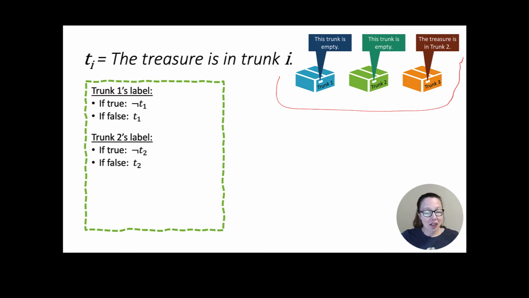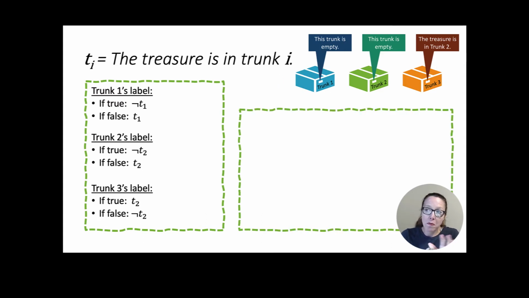Let's take a look at trunk 3 because this is the one that's a bit different. Trunk 3 states that the treasure is in trunk 2. So if that label's true, then what it's stating is T2. It's proposing that the treasure is in trunk 2. If that label's false, the opposite of that is it's not in trunk 2. We remind ourselves that only one of these labels is true and there's only one treasure.